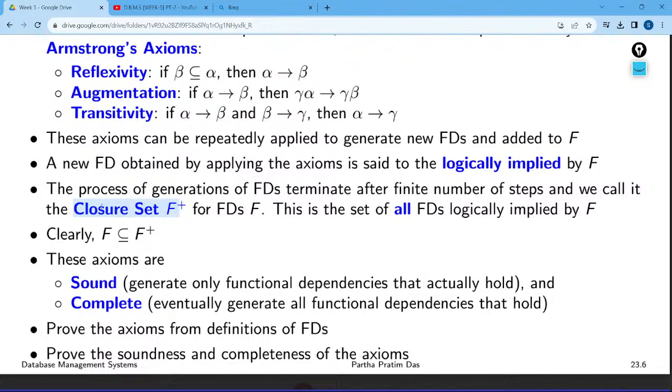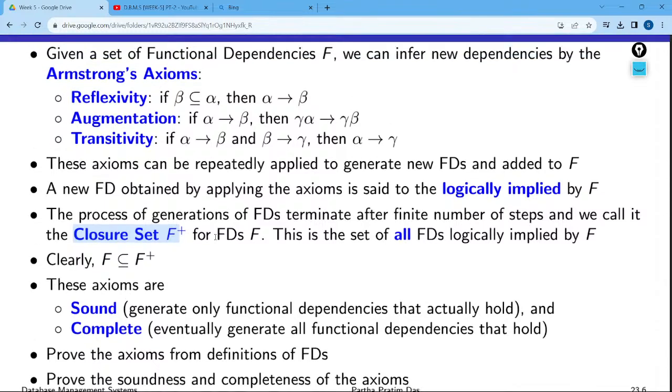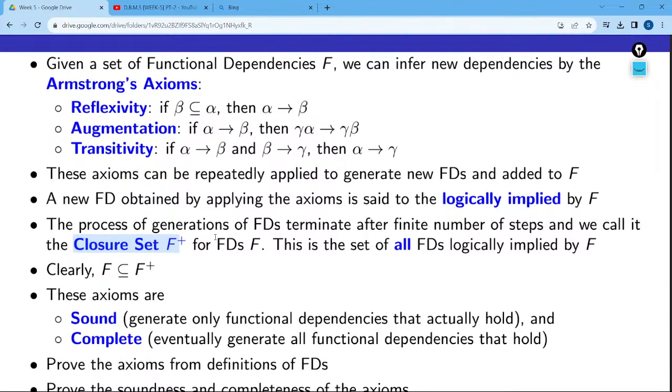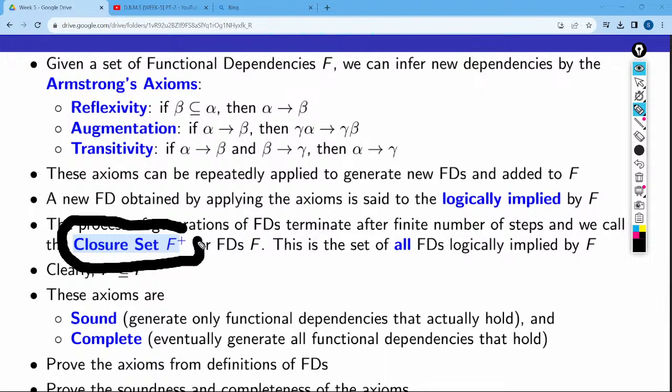The process of generating functional dependencies terminates after a finite number of steps, and we call it the closure set. So while you keep on adding functional dependencies to a given set f, you would reach a point where you can no longer add or generate any functional dependencies, which would be called the closure set. f plus would contain all the functional dependencies that are possible. This is the set of all the functional dependencies logically implied by f.